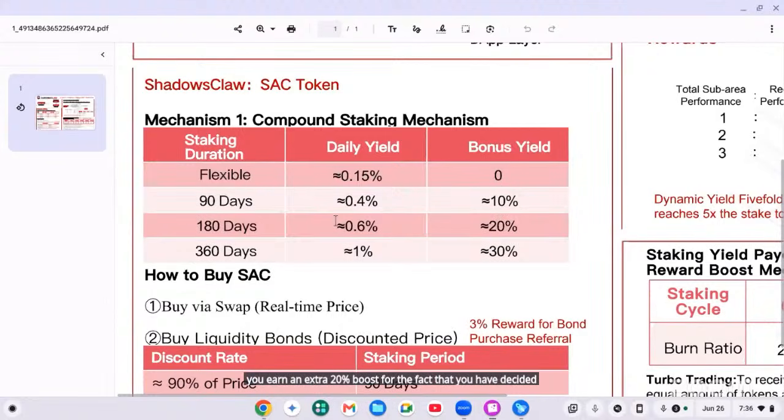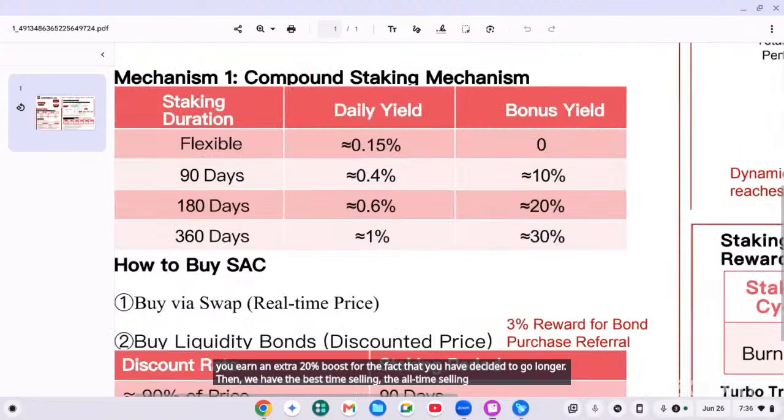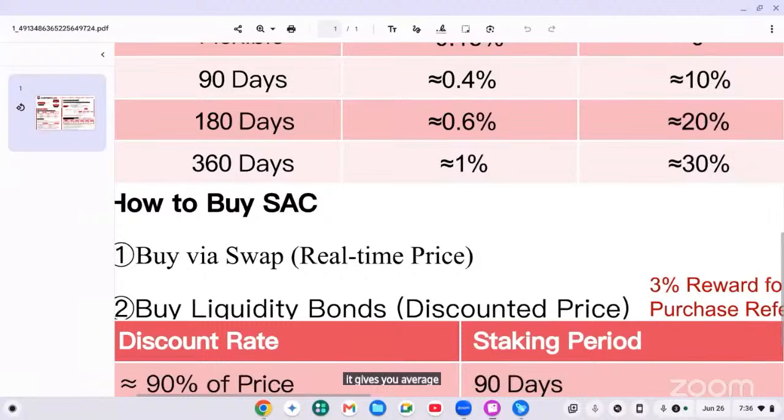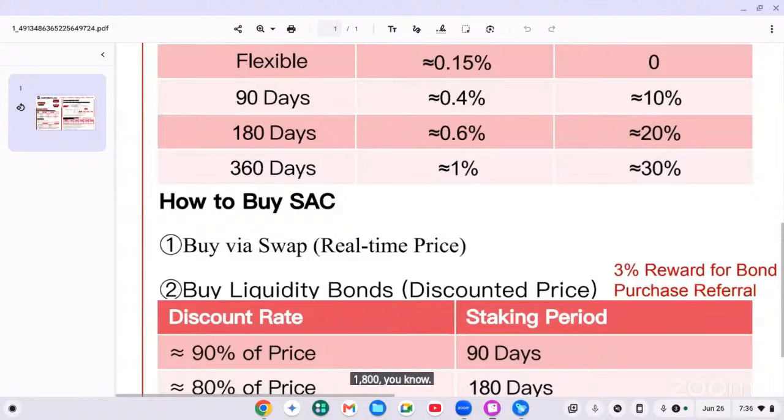Then we have the all-time best seller, the community's favorite, which gives you averagely 1% daily, and that is the 360 days contract. This 360 days contract gives you about 1,800% in a year, due to the compounding effect.